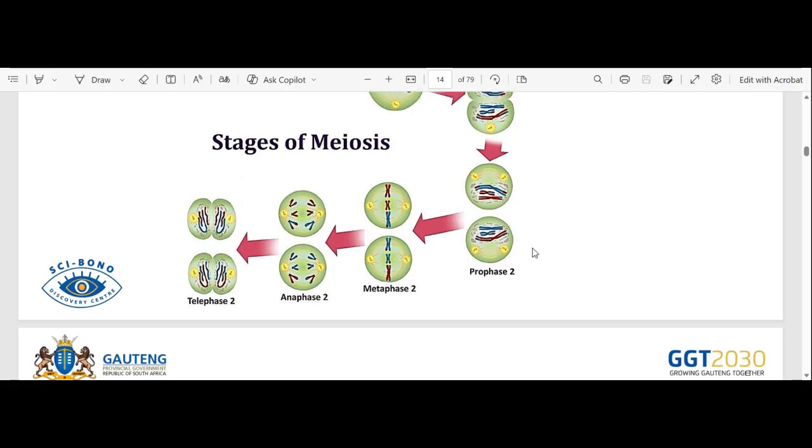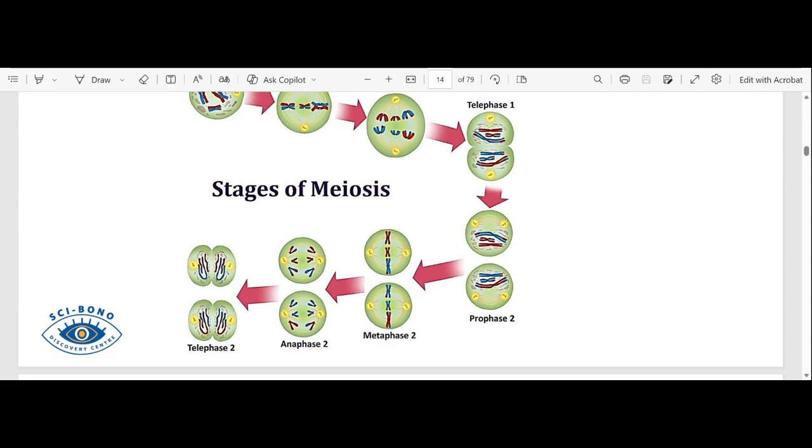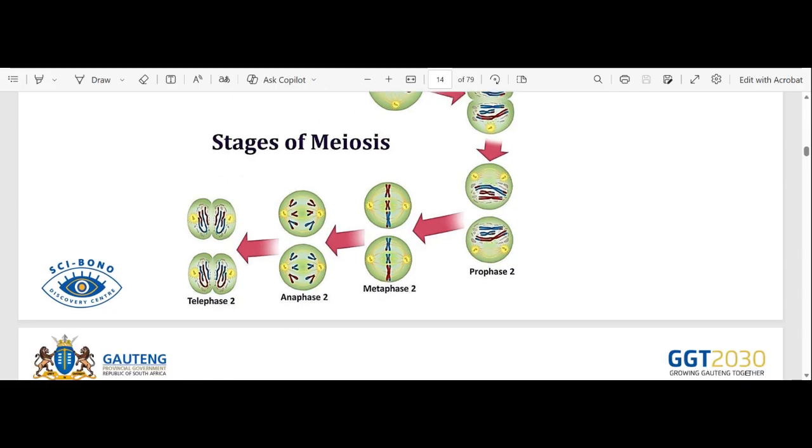Now let's go to metaphase two. What happens in metaphase two in each of the cells? Remember, this process happens in two cells. Our chromosomes, not homologous chromosomes, line up in the equator singly. Whereas in metaphase one, homologous chromosomes line up in the equator in pairs. So I'm already telling you the differences between metaphase one and metaphase two.